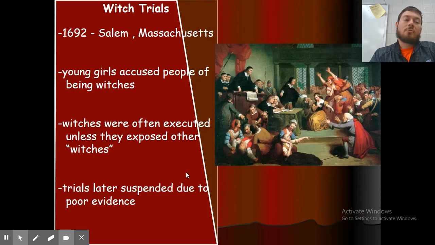Okay. The witch trials in 1692 took place in Salem, Massachusetts. Young girls accused people of being witches. The witches were often executed unless they exposed other witches, which kind of creates a self-fulfilling prophecy. Basically, in order to save their life, they had to lie about other people being a witch. Trials were later suspended due to poor evidence, but not before quite a few people were executed.